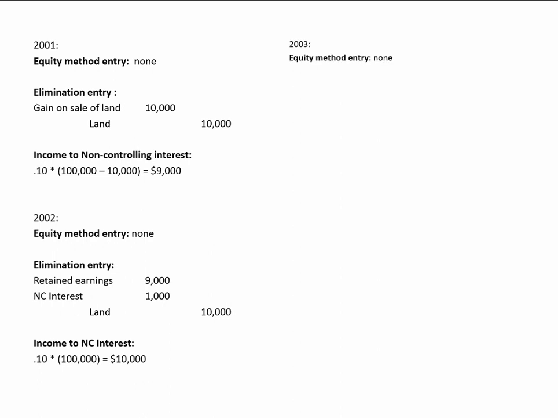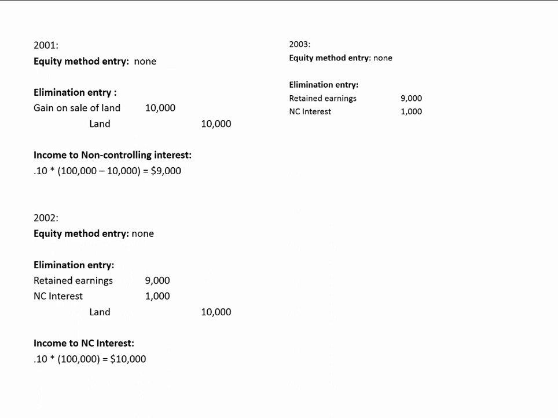Now we're down to 2003, the final year. And again, this is the year when the land gets sold by Big to some external third party. And again, under the equity method entry, we're going to have none because, under the partial equity method, Big Company is not adjusting their investment income to record unrealized gains or losses or their subsequent realization.